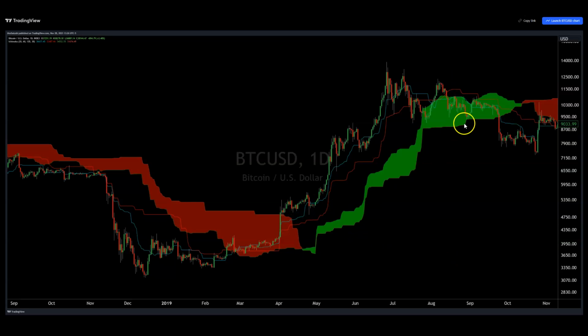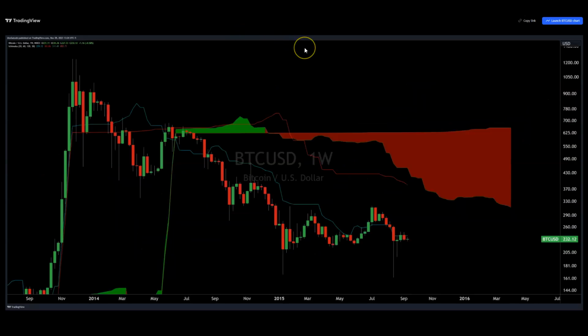Sometimes you get continuation, sometimes you don't. But if you were to measure both of these patterns, those levels were definitely hit and then some, which is one reason I like the cloud, right? It gives you an idea way in advance.